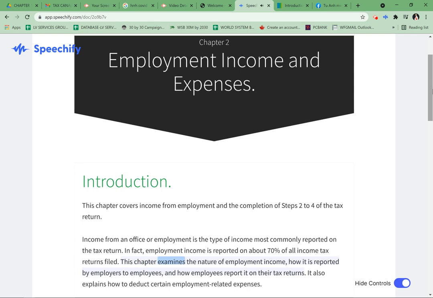This chapter examines the nature of employment income, how it is reported by employers to employees, and how employees report it on their tax returns. It also explains how to deduct certain employment-related expenses.